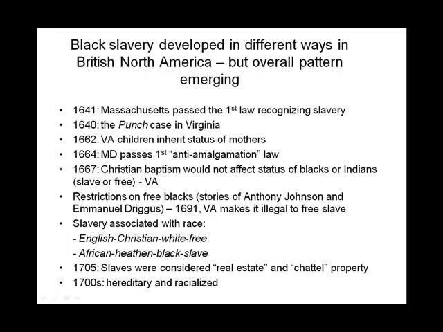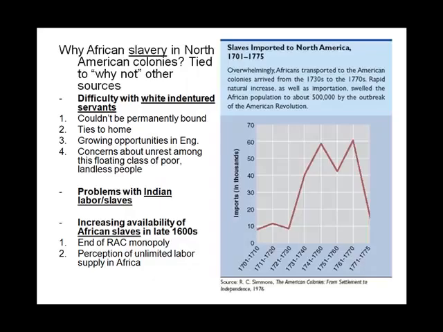Real estate in the sense that they can be bought, sold, deeded, willed, passed on from one generation or one person to another. And chattel in the sense that they are considered personal private property. By the 1700s, slavery in the British colonies is hereditary and it is racialized because it is a status that only Africans or people of African descent can have.